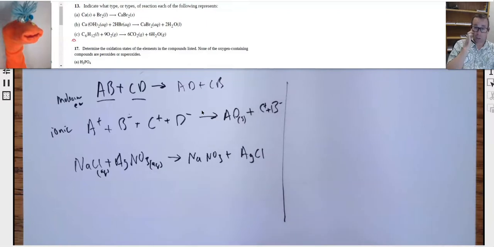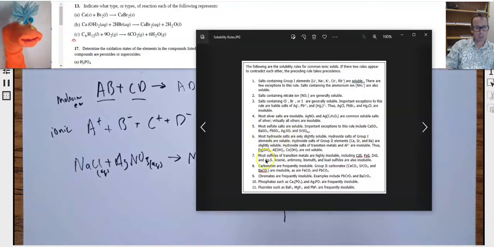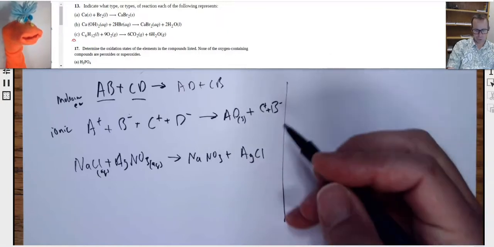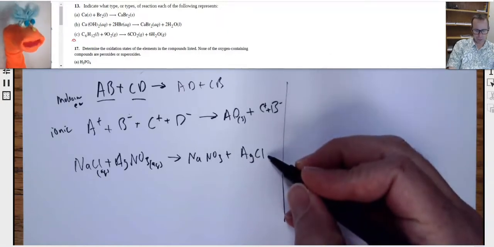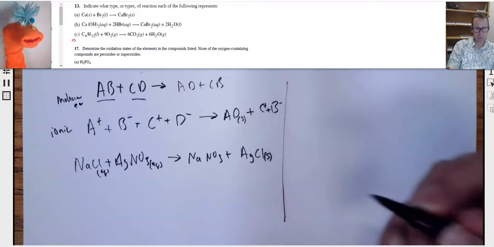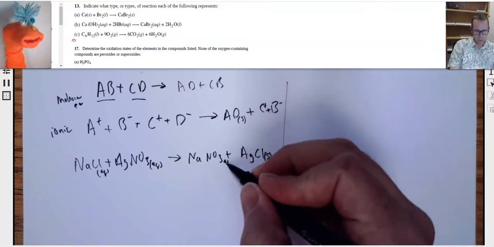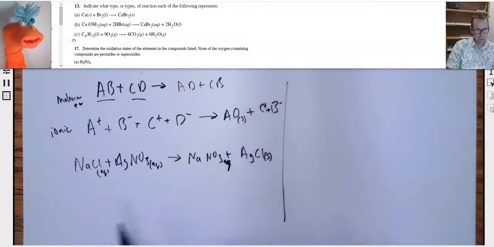And we can look at our solubility rules and see that they identify chlorides as generally soluble, but silver chloride is an exception. So what does that mean here? Well, that's going to be solid. That's right, it's solid. It's not soluble when it goes into water. This one is soluble. That's one example.